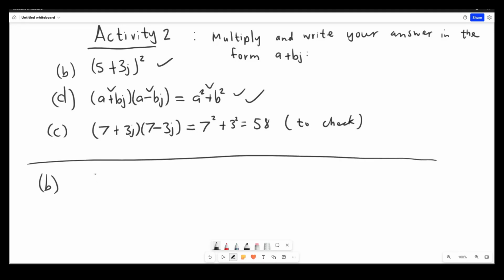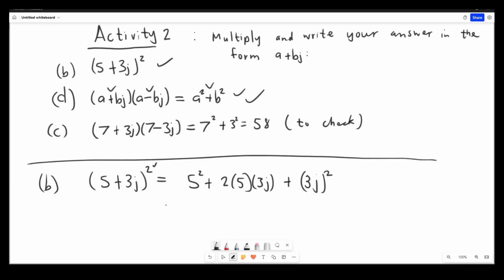Well, for B, when the exponent is a 2, you can just say 5 squared plus 2 times 5 times 3j, and then 3j squared. If the exponent is greater than 2, you can't do what I'm doing now.